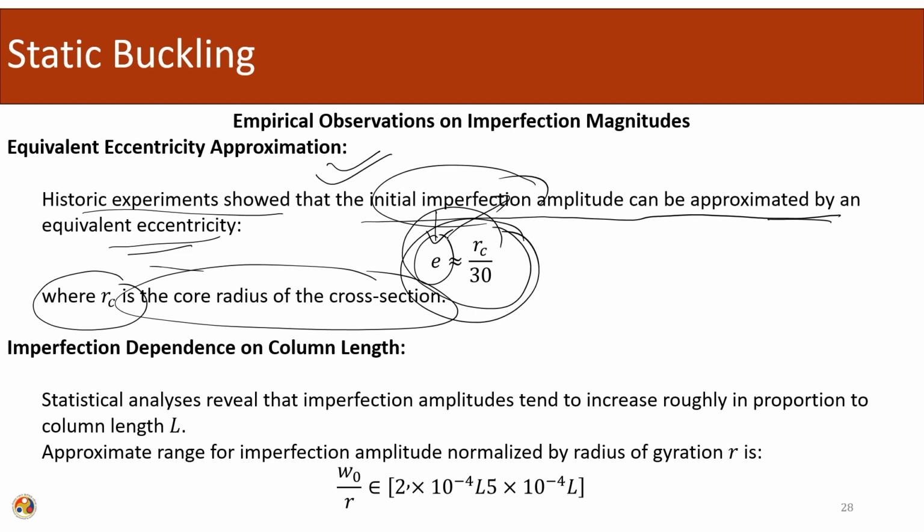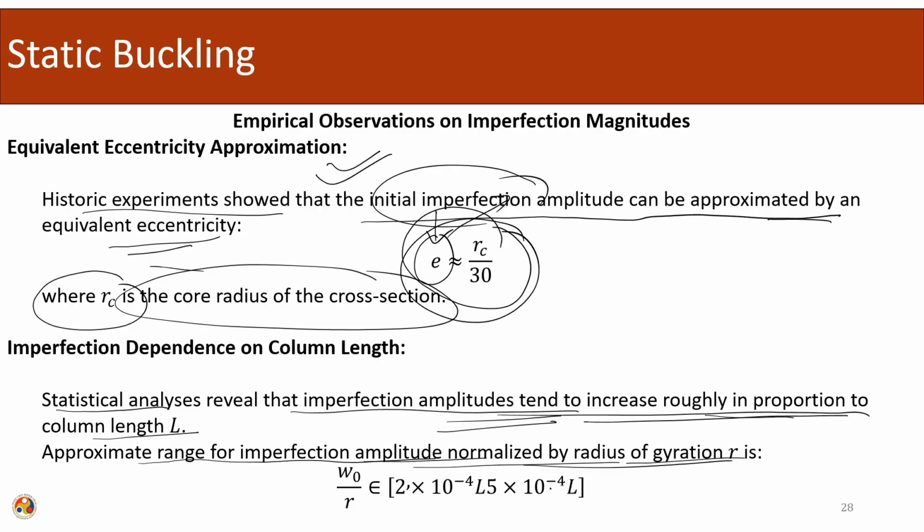Imperfections also depend upon the column length. If we look into the data, the imperfection amplitude tends to increase roughly in proportion to the column length. So, the amount of imperfection will grow as the length of the column grows. The approximate range for imperfection amplitude, normalized by the radius of gyration, is given by this equation.